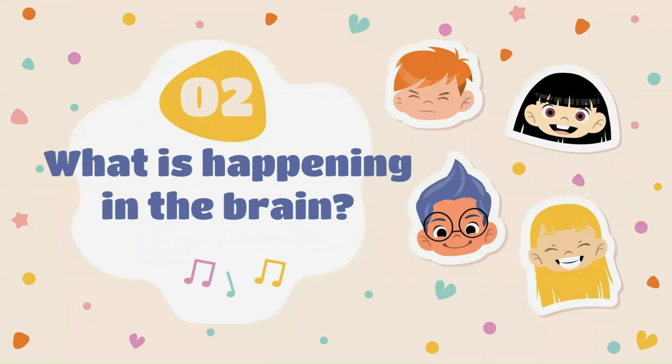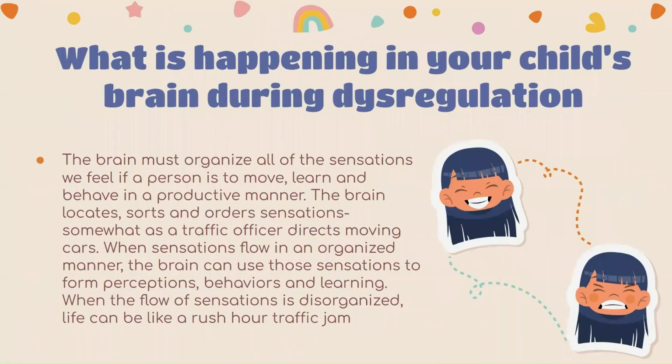What is happening in the brain? What is happening in your child's brain during dysregulation? The brain must organize all of the sensations we feel if a person is to move and learn and behave in a productive manner. The brain locates, sorts, and orders sensations, somewhat as a traffic officer directs moving cars. When sensations flow in an organized manner, the brain can use those sensations to form perceptions, behaviors, and learning. When the flow of sensation is disorganized, life can be like a rush hour traffic jam. Some bits of sensory information get tied up in traffic, and certain parts of the brain do not get the sensory information they need to do their jobs.